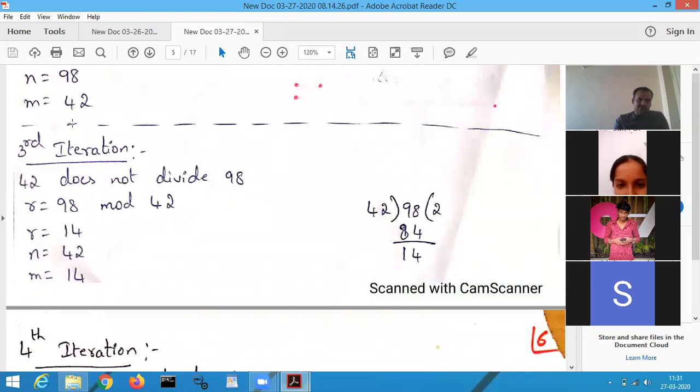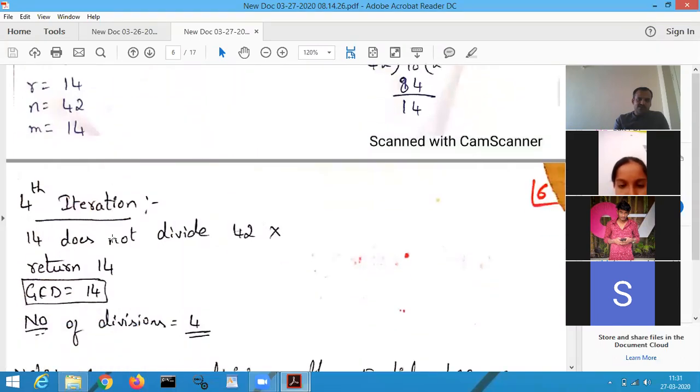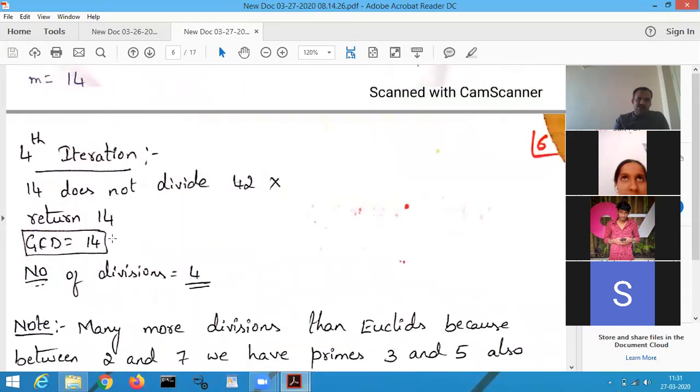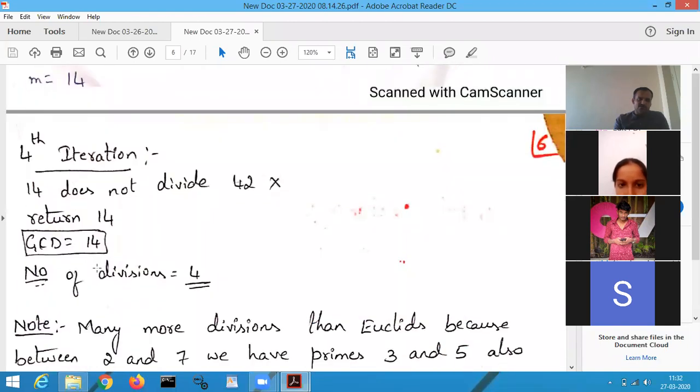Then next, N is equal to M, which means 42. M is equal to R, which means 14. Let us go to the fourth iteration. In the fourth iteration, M is 14, N is 42. Now, while M does not divide N, 14 does not divide 42.